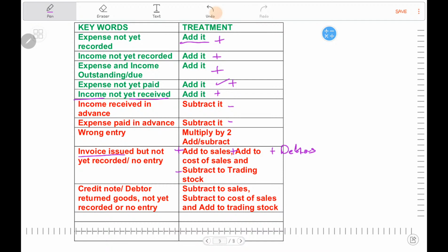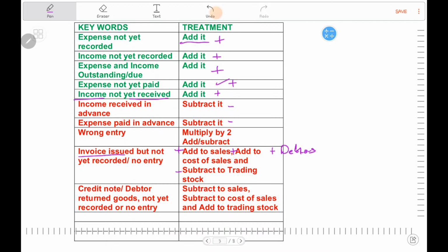Credit sales never recorded, it will depend. If the adjustment says it was never recorded, then what you are going to do, you increase sales, you increase cost of sales, but then you are going to decrease what? Trading stock. But don't forget to also adjust your debtors control, because each time we sell on credit, debtors control will increase. Debtors control, it is an asset, by the way. Then I hope you answered there, Michael.